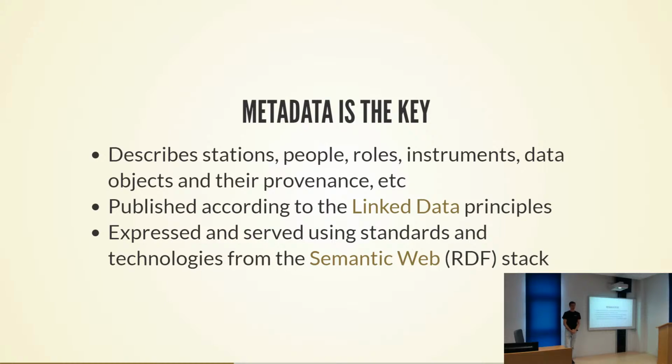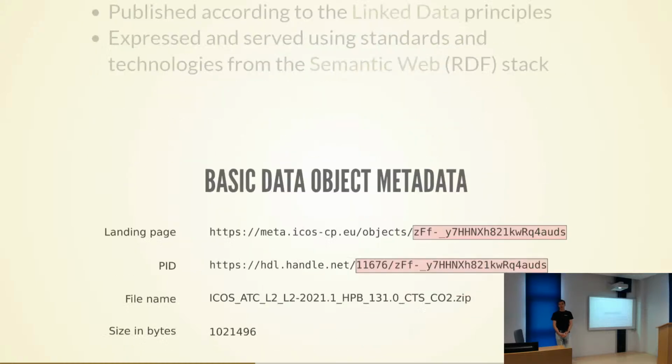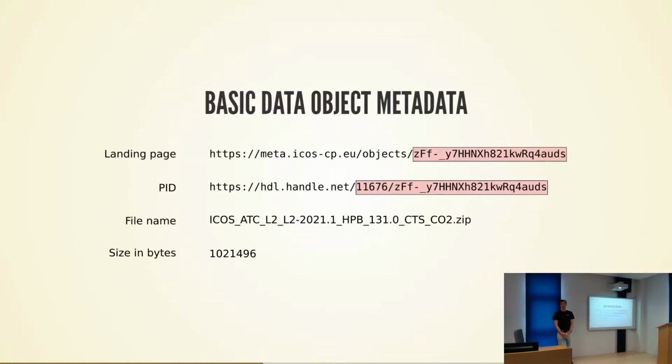The metadata is published according to linked data principles. As I mentioned, we use the semantic web or RDF stack for expressing the metadata and publishing it. Next down, please. The very basic metadata about the data object is, of course, the PID, the identifier that was designed as shown on the previous slide, and then pretty much the file name and its size. That's the basic metadata.